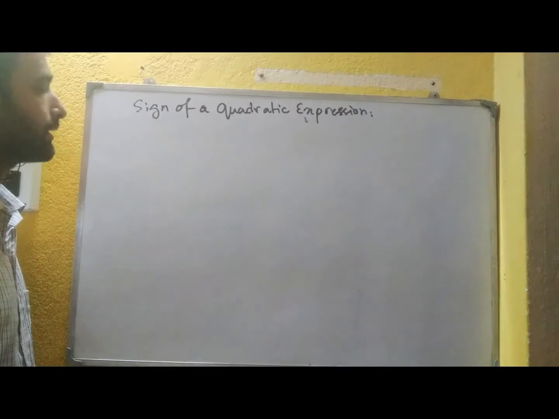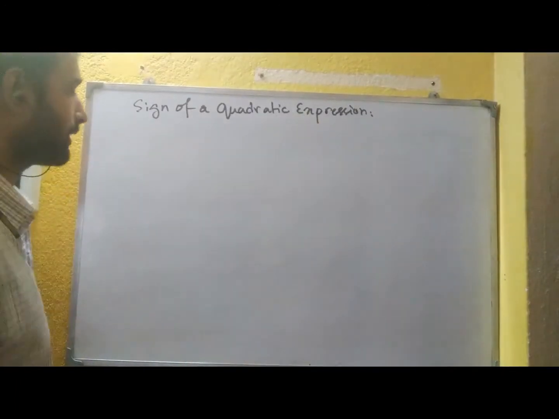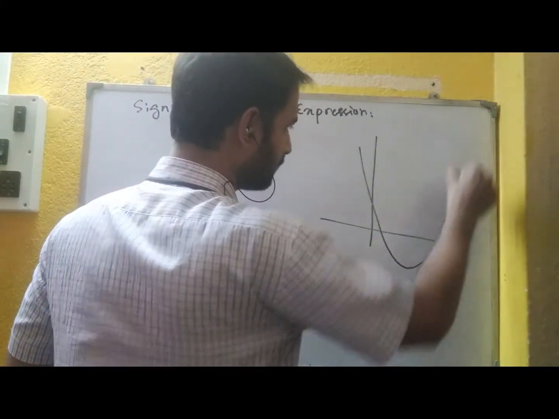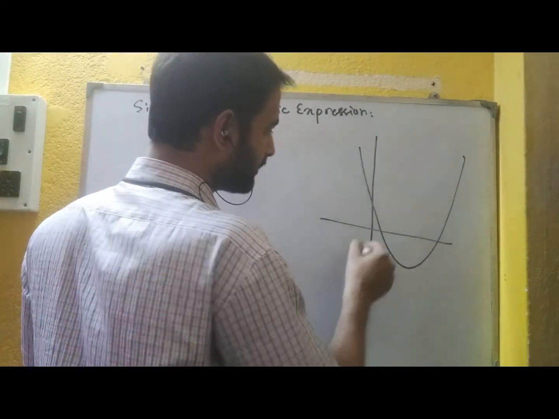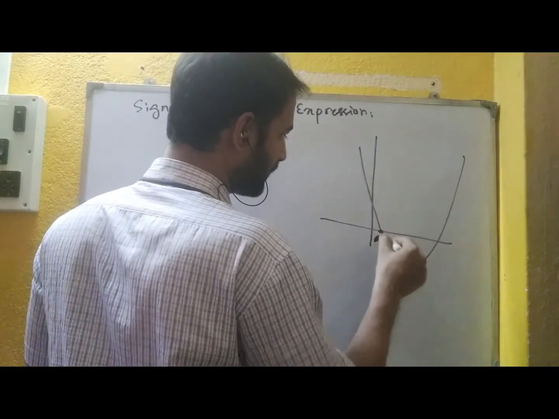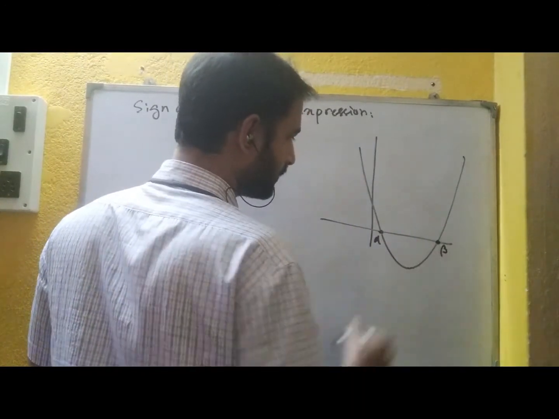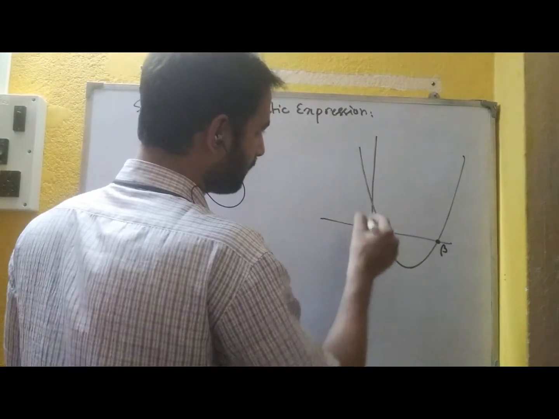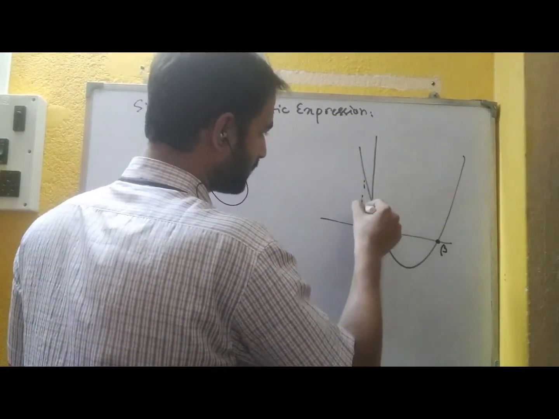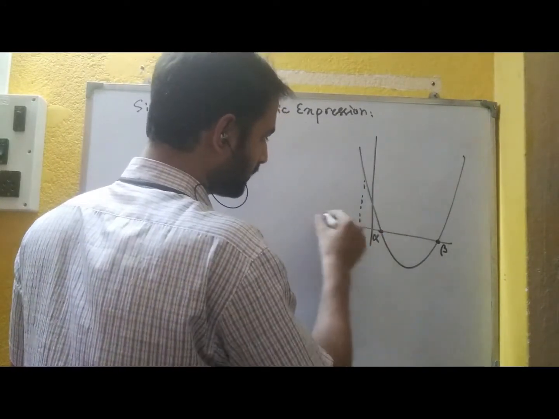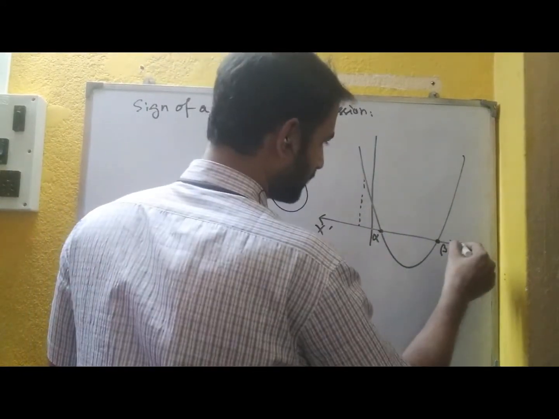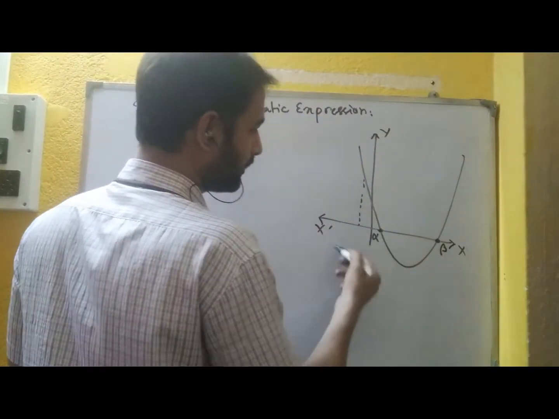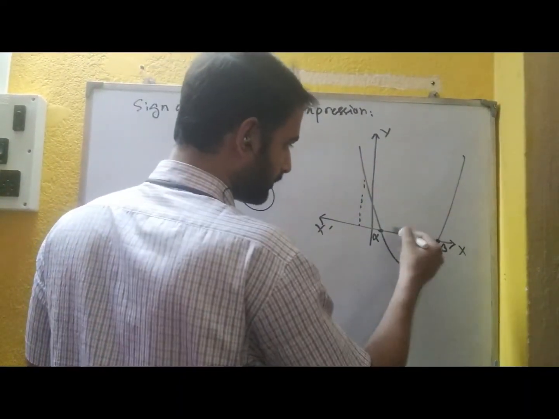So the next thing we see here is the sign of a quadratic expression. Let me show it first from the graph. Suppose this is the graph of a quadratic expression, then we can see this is one of the roots, say alpha, and this is one of the roots, say beta. Now you can see before alpha the expression is having positive values because it is above the x-axis. So we can say the value of the expression is positive on the left side of alpha.